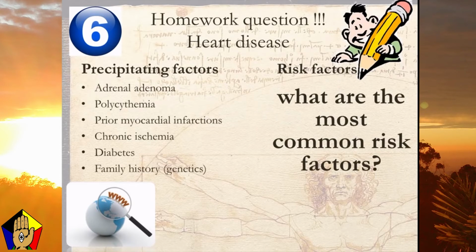So here's a little exercise, homework number 6. Look up a couple of risk factors. So precipitating factors that can cause heart disease: adrenal adenomas, which means a tumor on the adrenal gland, polycythemia, which means too many red blood cells or thick blood. These are all things that are precipitating factors. But what are the most common risk factors for heart disease? That's all you have to do. And I think by now you've figured out, look for sites that are .gov, .org, but not personal opinions, and .edus. Same thing, not personal opinions. Pause the tape, write those down.